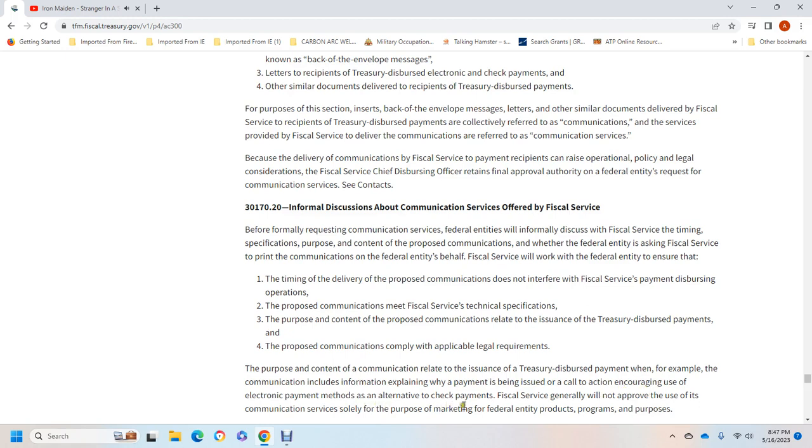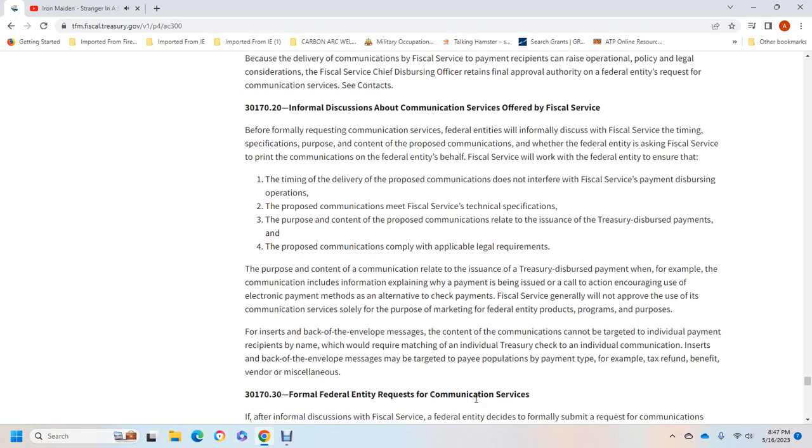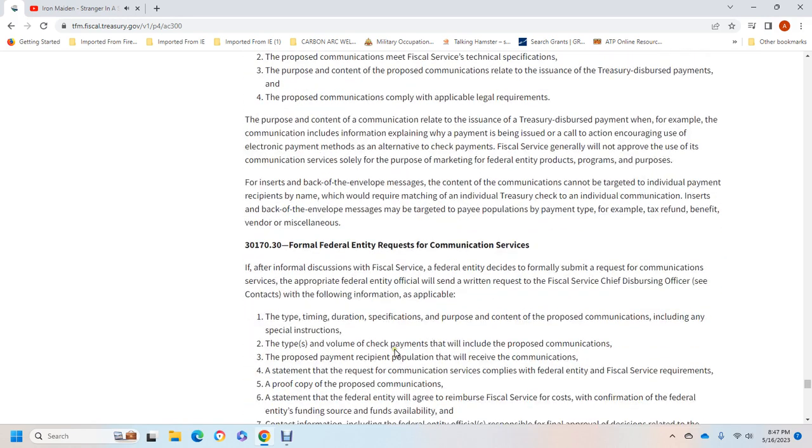Official service generally will not approve the use of the communication services solely for the purpose of marketing any federal products or programs. The purpose for inserts and back of the envelope messages is that the content of the communication cannot require the individual payment recipient's name, which would require a match for the individual Treasury check. Individual communication and back of the envelope messages may be targeted to a payment population by payment type, for example, tax refund, benefit, vendor, or miscellaneous.